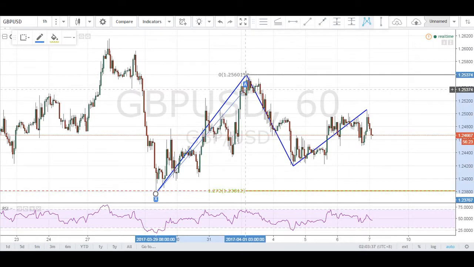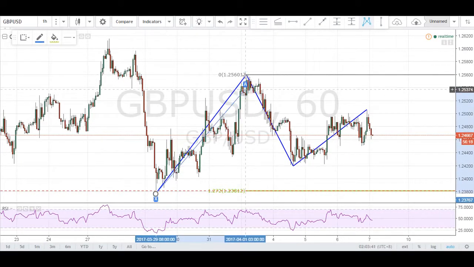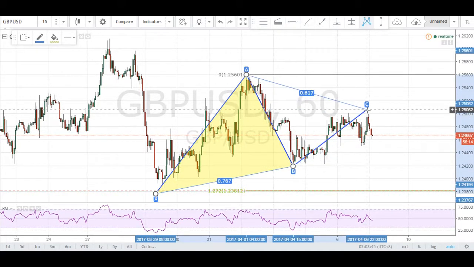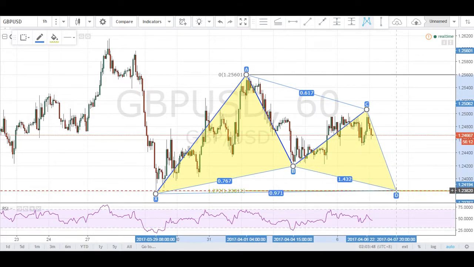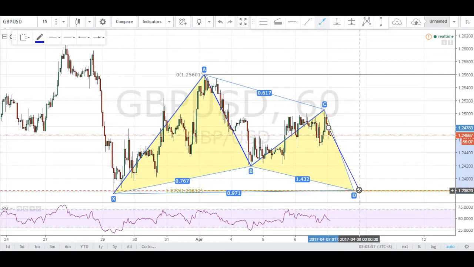So if I were to draw it out for you, this would be how the pattern would look like. We have our X to A right here, A to B, our B to C, and CD completion coming right in here. So if price can come down here, I would be looking to buy.